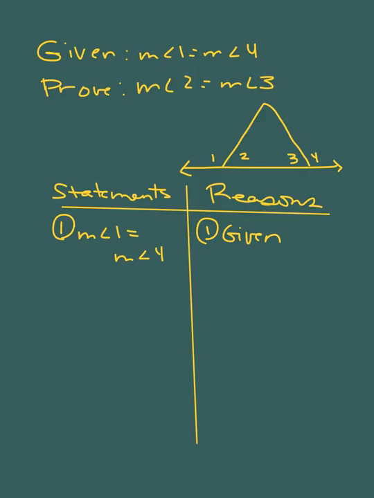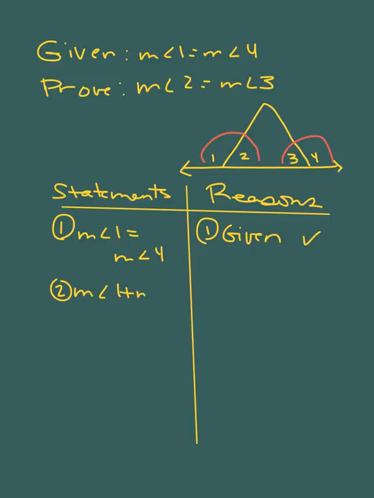In our next proof, our given information is measure of angle 1 is equal to the measure of angle 4, and we're trying to prove that the measure of angle 2 is equal to the measure of angle 3. So I have my given statement written. I can't really do too much else with that, so I'm going to take a look at my diagram. And I notice that I actually have two sets of straight angles, 1 and 2 together, and then 3 and 4 are together.